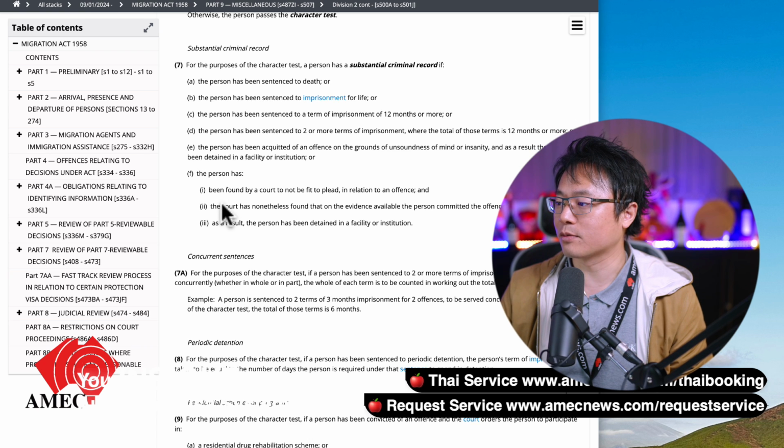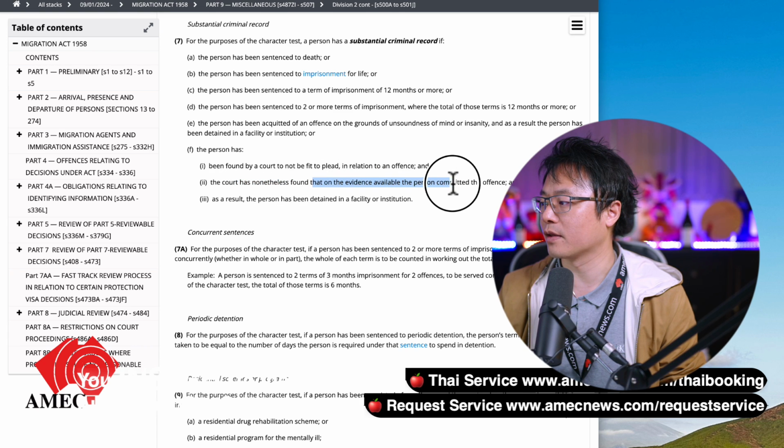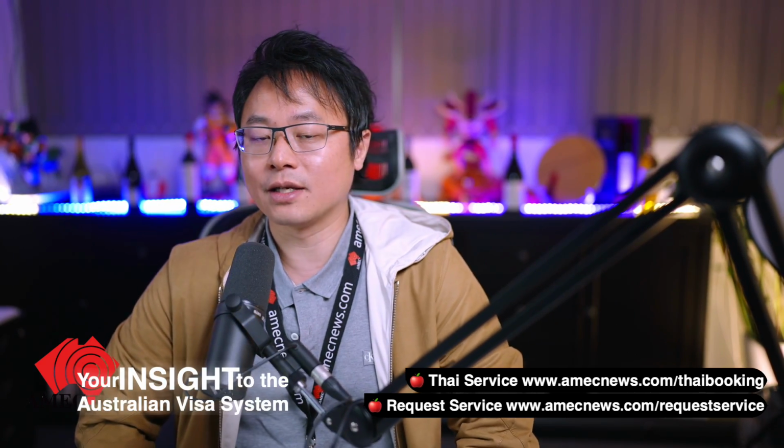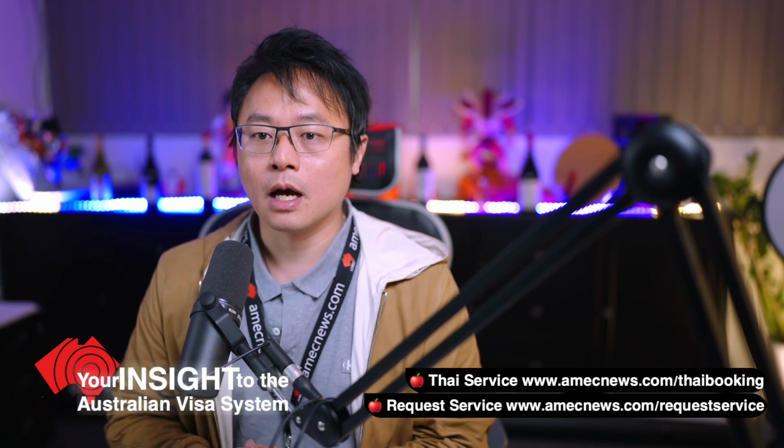And the next one: the person has been found by a court not to be fit to plead in relation to an offense, but the court has nonetheless found evidence that the person committed the offense. So in a nutshell, that is the general information regarding the character test. It's a very important piece of law, and it's everywhere. It's under every single visa application. People just don't really talk about it, because I believe most of the viewers and visa applicants are good people, fit and proper. But it's not a perfect world, so if anything relates to what we have discussed in this video, then you really need to rethink. And obviously the law is there to help build a better society for the future.